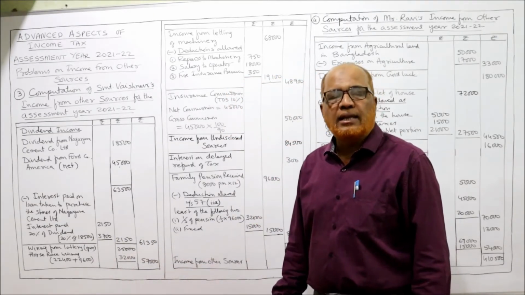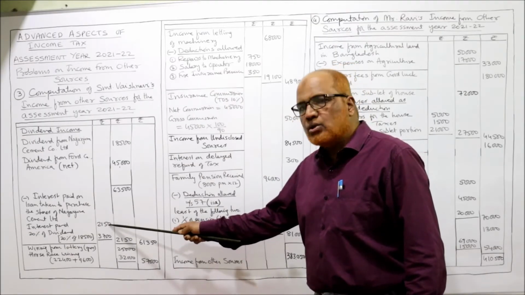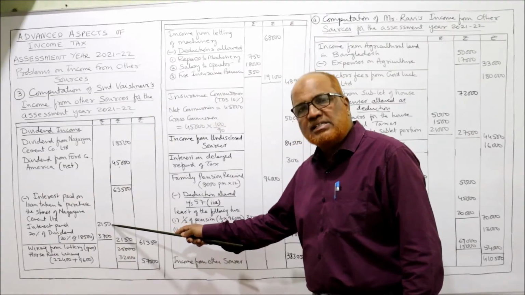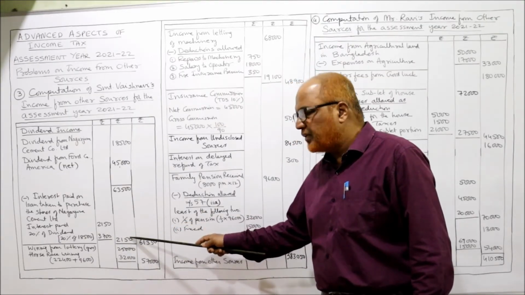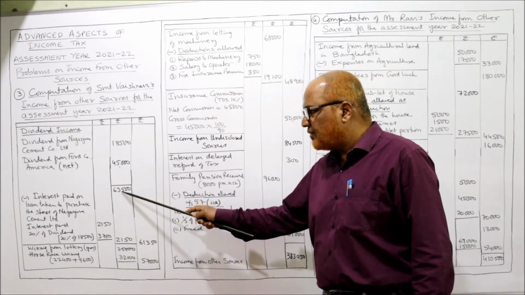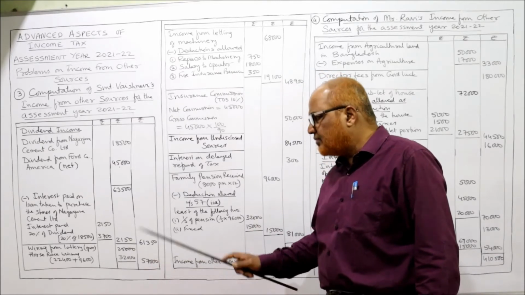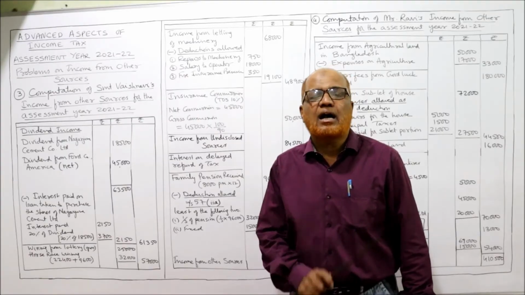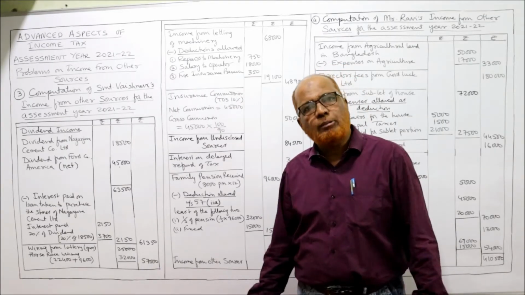Now find out the least of these two. 2,150 or 3,700, whichever is least. 2,150 is least. Deduct 2,150. So 63,500 minus 2,150, 61,350. 61,350 is the dividend income. These are the provisions you have to remember.